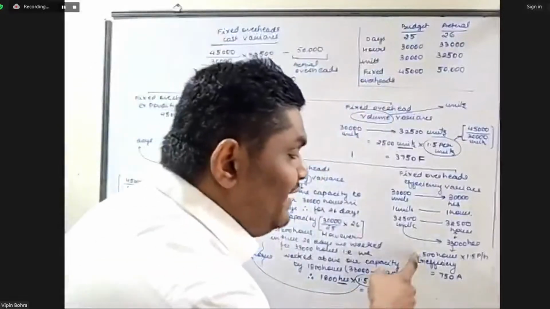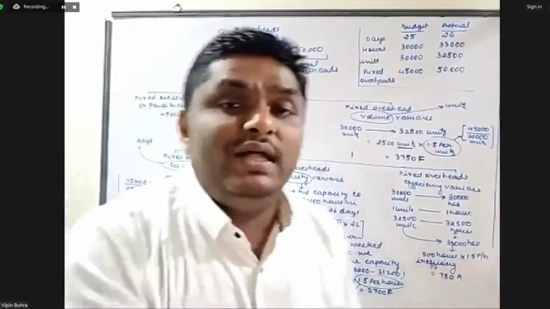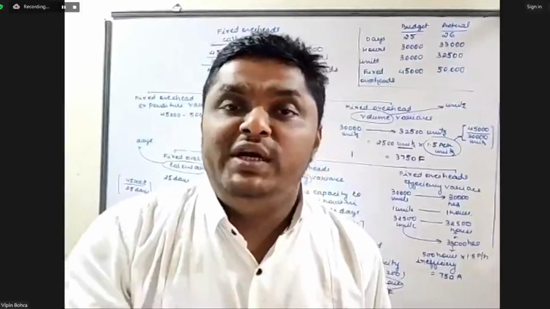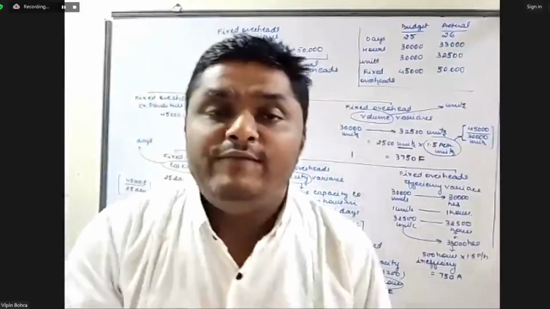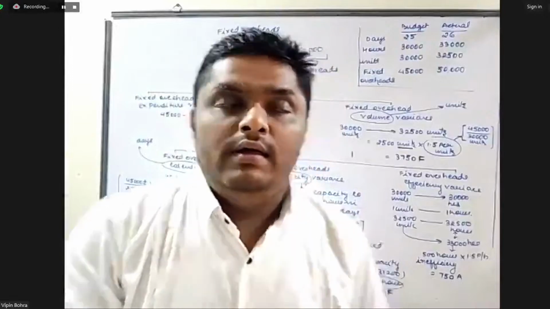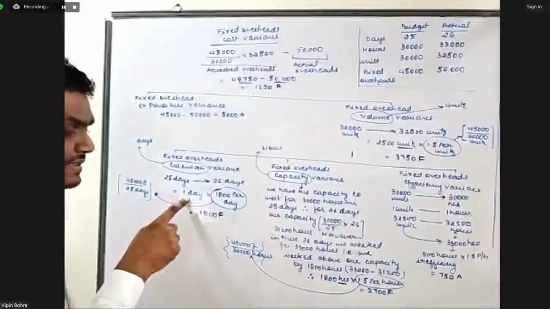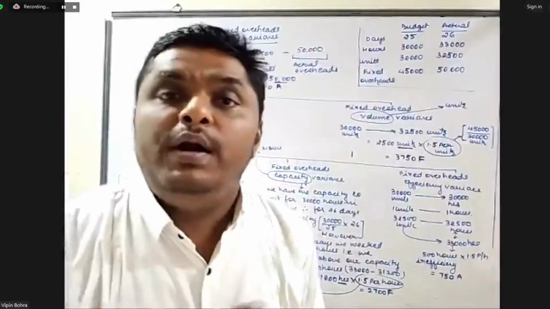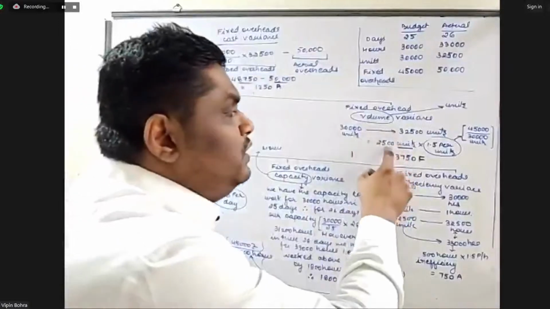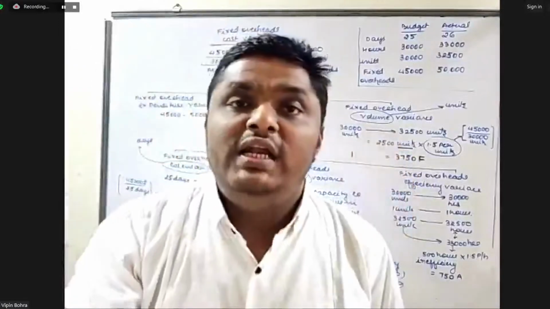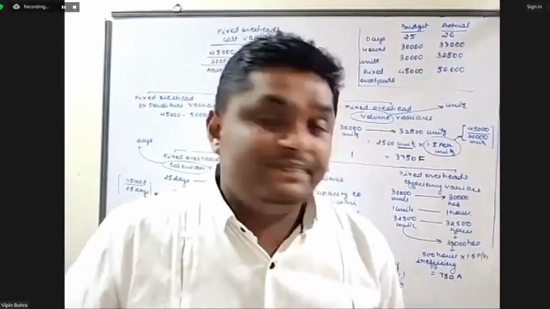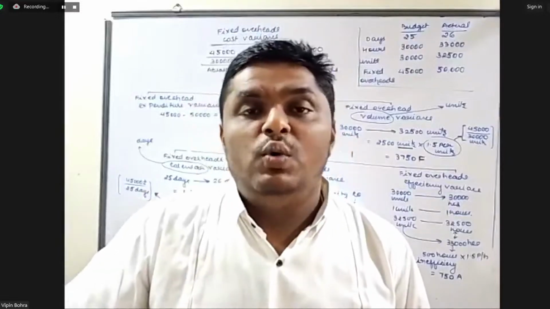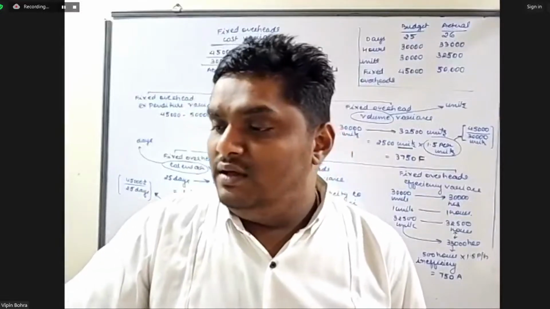Since I have calculated hours, I'll be using the budgeted rate per hour. Here also I have calculated hours, so I have used the rate per hour. Here I have calculated days, so I have used the rate per day. Here I have calculated units, so I have used the rate per unit. So this is all about fixed overhead.